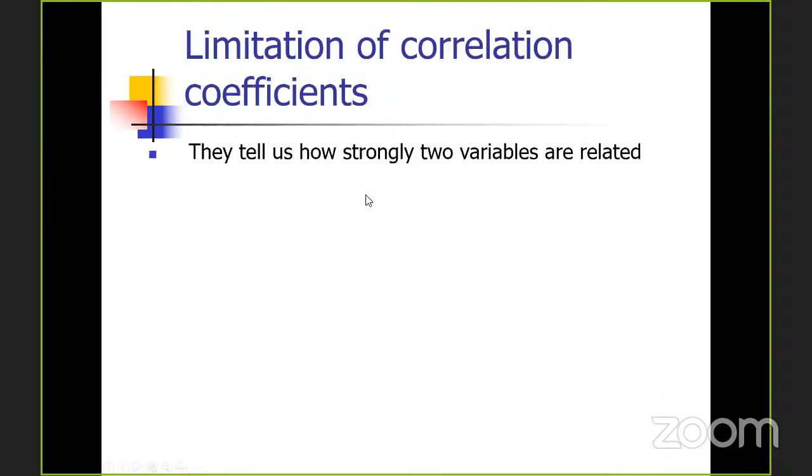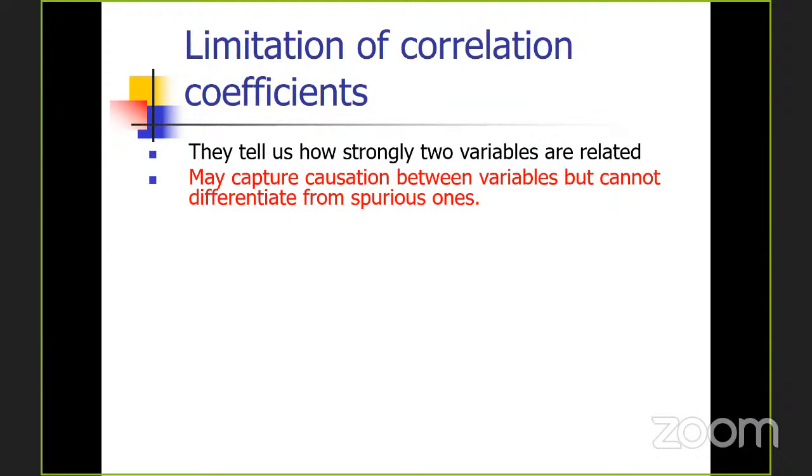So correlation coefficients tell us the strength of the relationship between variables, but they don't tell us whether there is causation, because it could be that it's spurious.